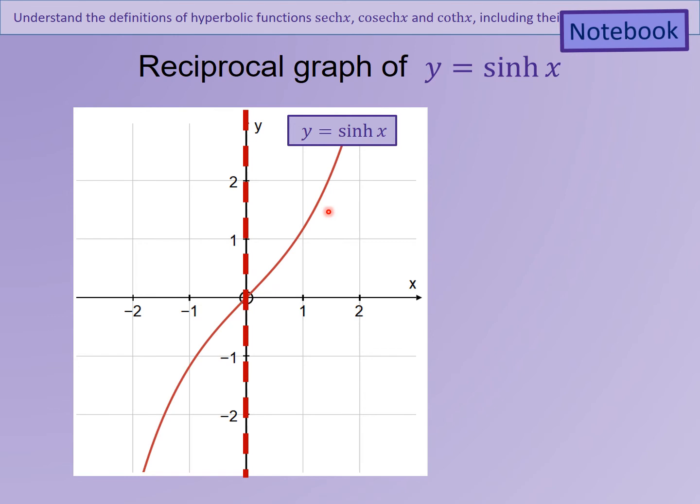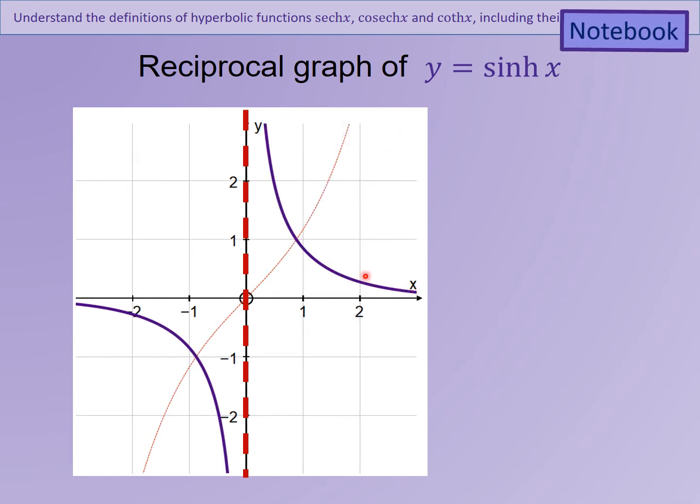I also know that as this line goes on, this point gets bigger and bigger, so it just keeps growing. That means this is going to be 1 over a big number, which means it's approaching 0. So I get that sort of graph looking very similar to a 1 over x graph. And there we go. That's the 1 over sinh graph, or the cosech graph.